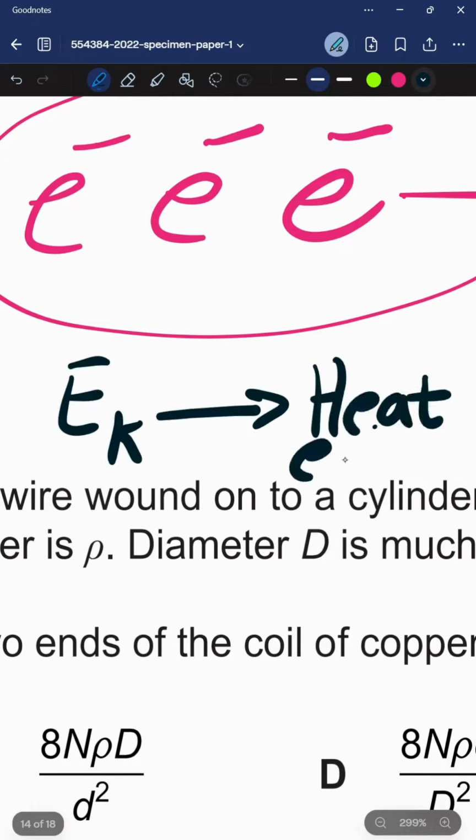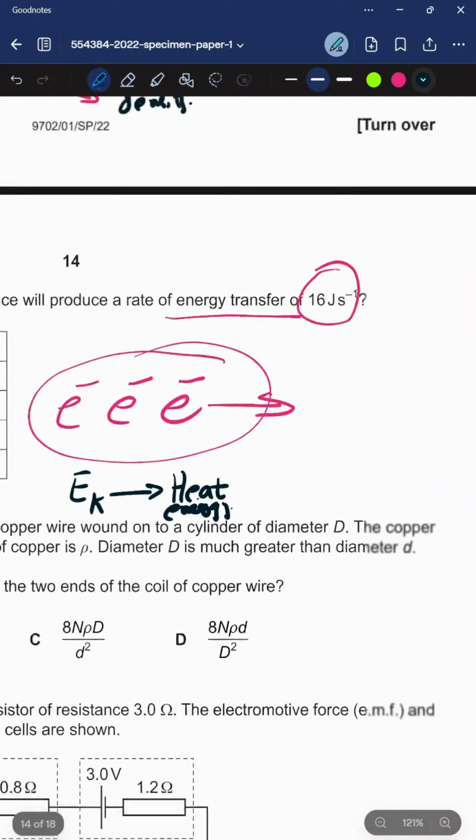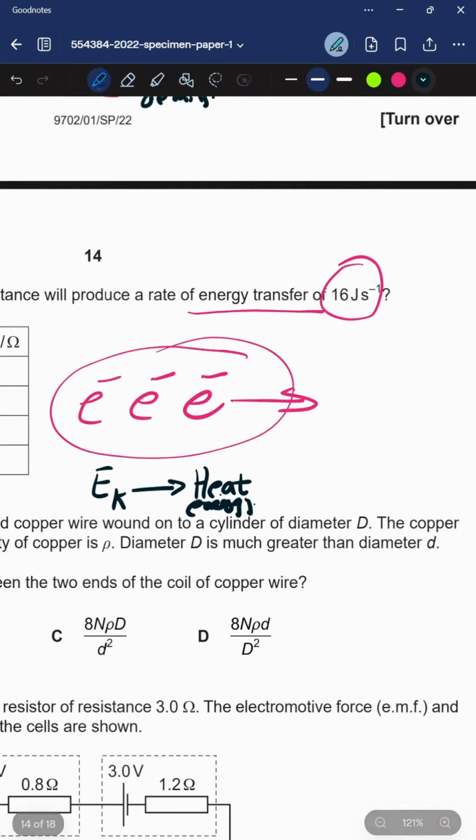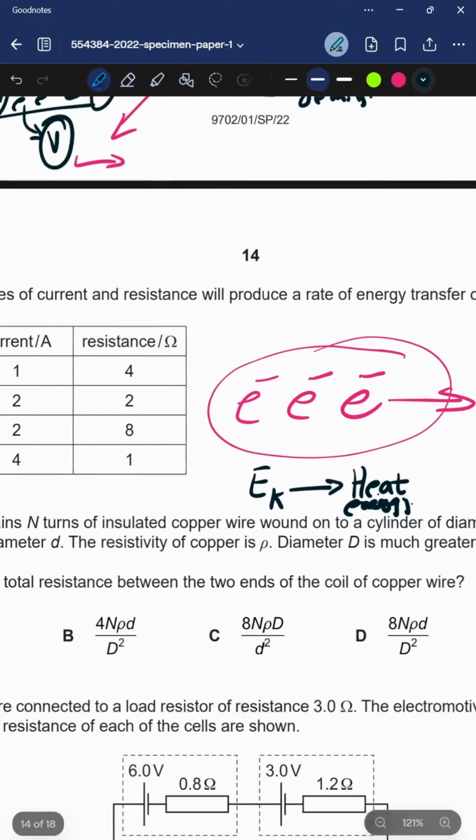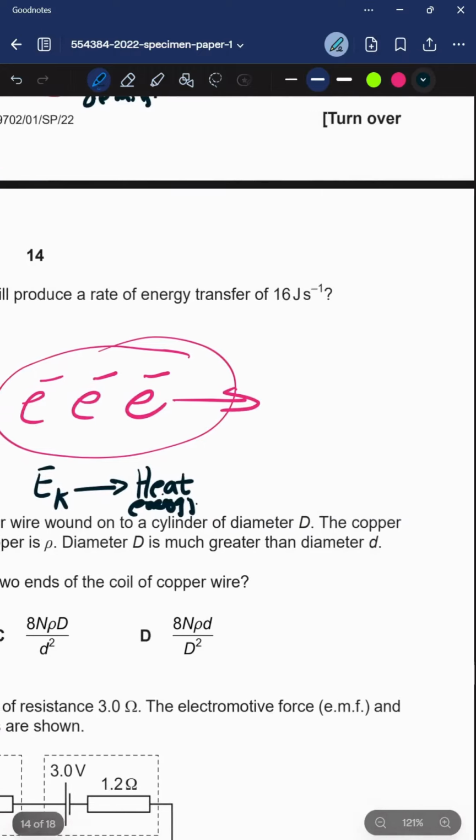Heat energy. All right. So now we know that electrons are flowing, that is the flow of current, and electrons are encountering the resistance in the wire, and that resistance is changing the kinetic energy of the electrons into heat energy. That's the background of the concept, right? Now we need to figure out which combination of current and resistance is going to produce the energy transfer.